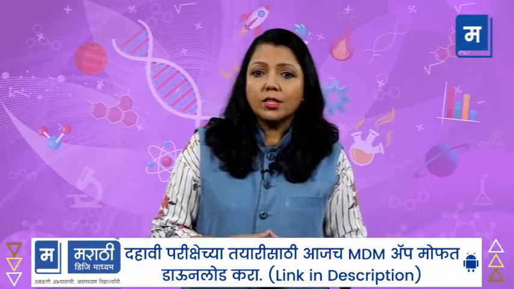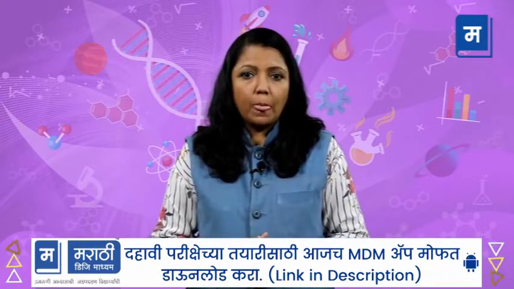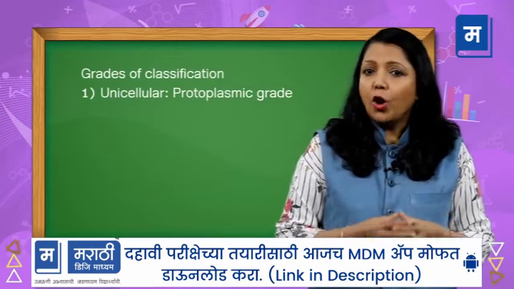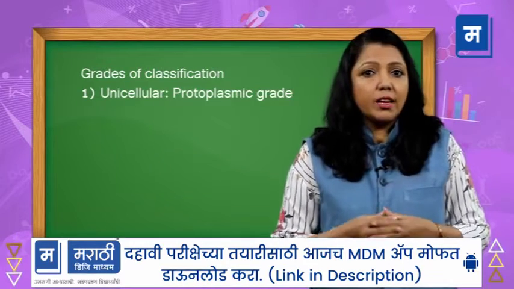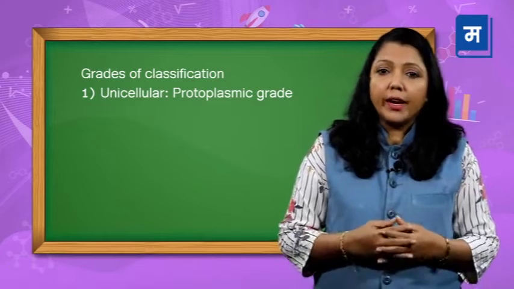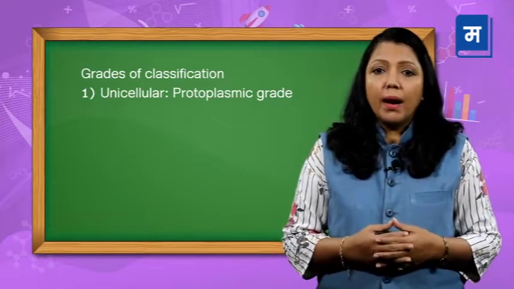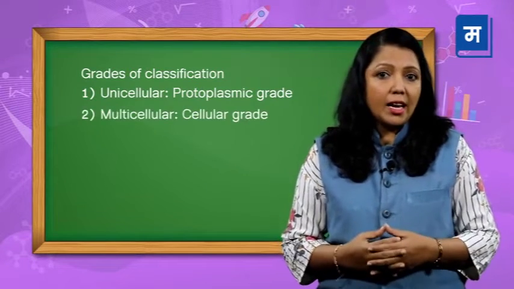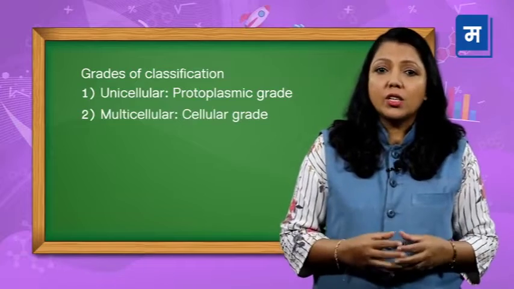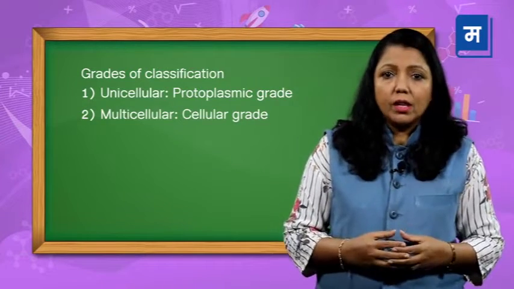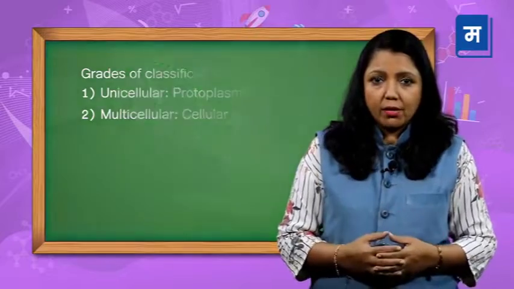So now let's start today's revision regarding criteria for new system of classification. Body organization of unicellular animals is referred as protoplasmic grade organization. But in case of multicellular animals, body organization is called cellular grade, for example porifera.